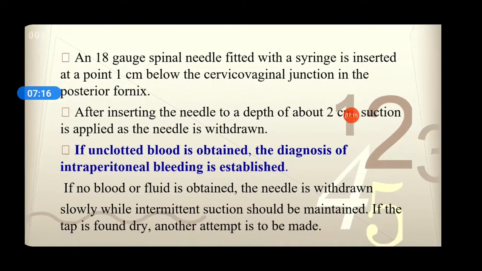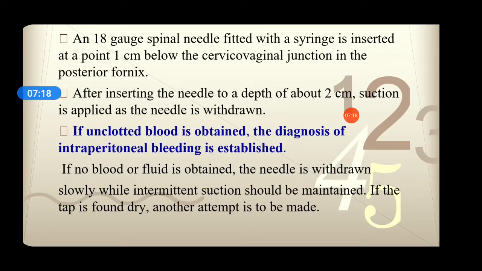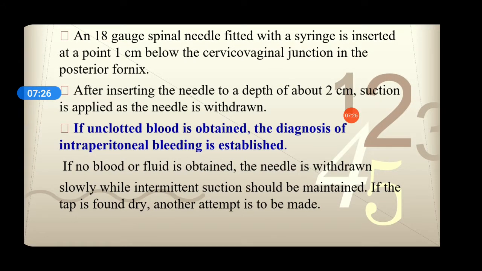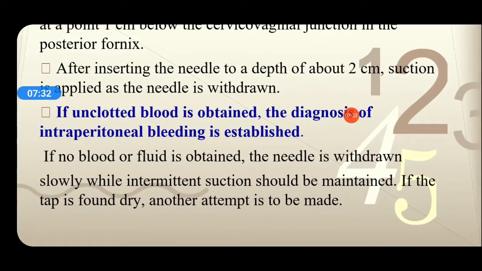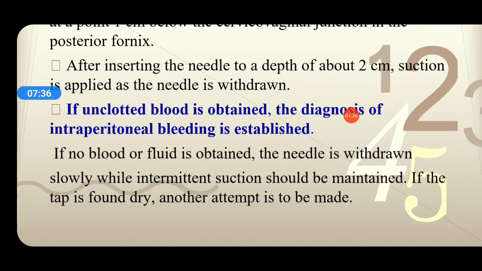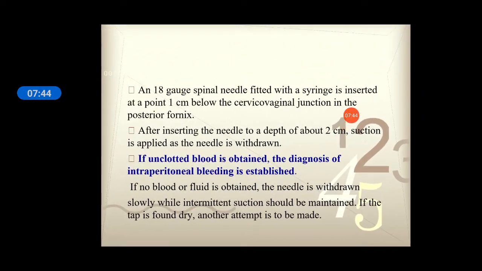After inserting the needle to a depth of about 2 centimeters, suction is applied as the needle is withdrawn. We withdraw the needle so that suction is created. If unclotted blood is obtained, the diagnosis of intraperitoneal bleeding is established. If no blood or fluid is obtained, the needle is withdrawn slowly while intermittent suction is maintained. If the tap is found dry, another attempt is to be made.